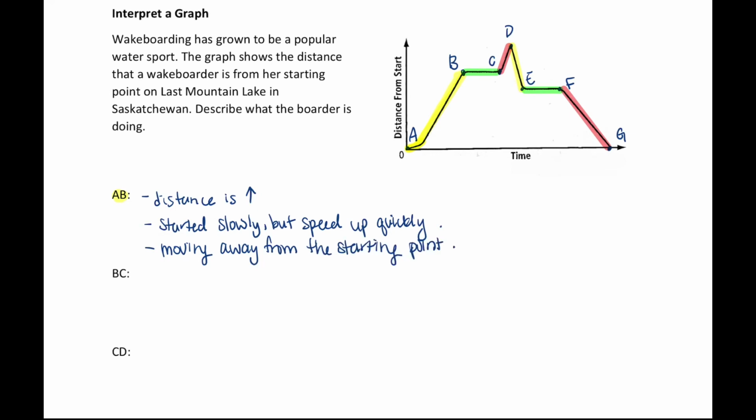Now let's take a look at part B to C. So B to C right here. So we can see that the distance from the start is not changing. It's at this value and it's constant. It's not moving. So we can say that the distance is not changing, which means this wakeboarder is probably just not moving at all. So either taking a break, or we can also assume that she's moving in a path that keeps her at a constant distance away from the starting point.